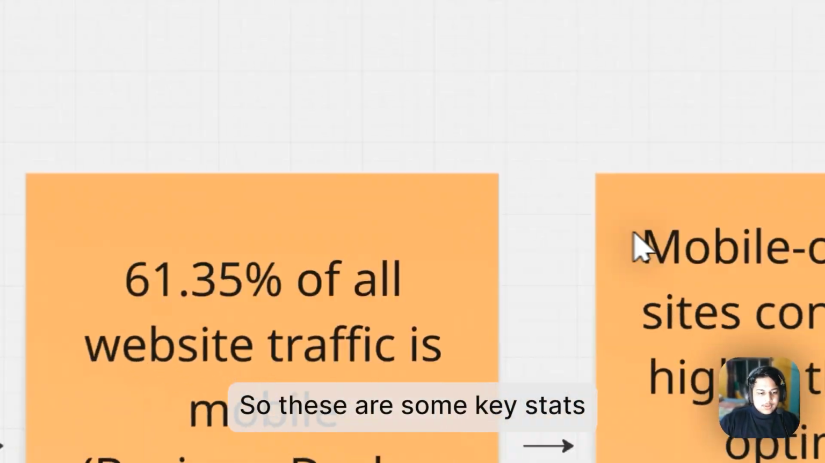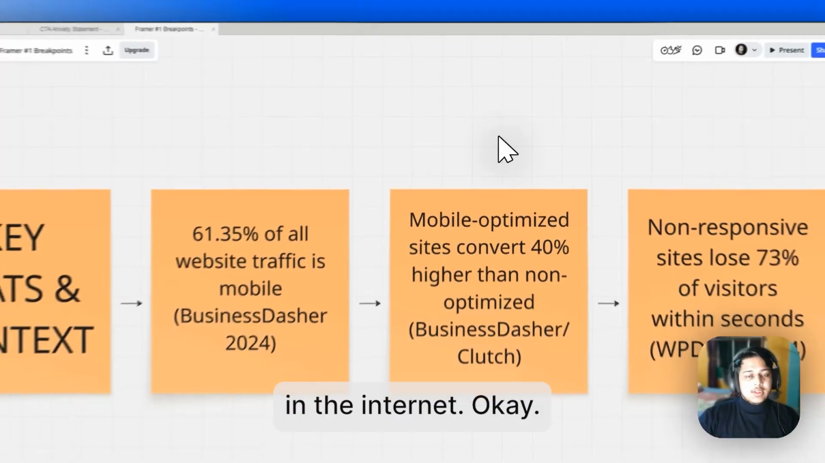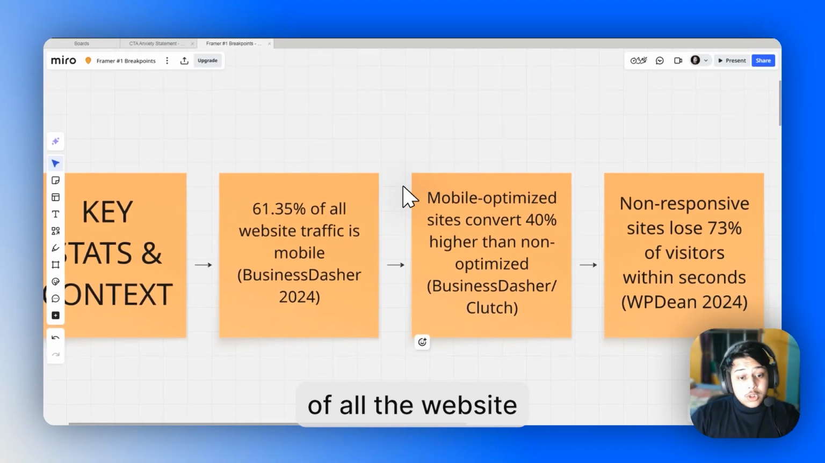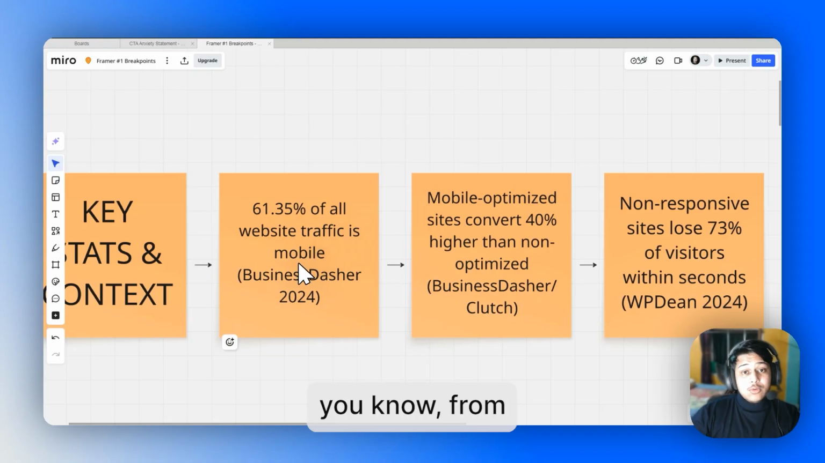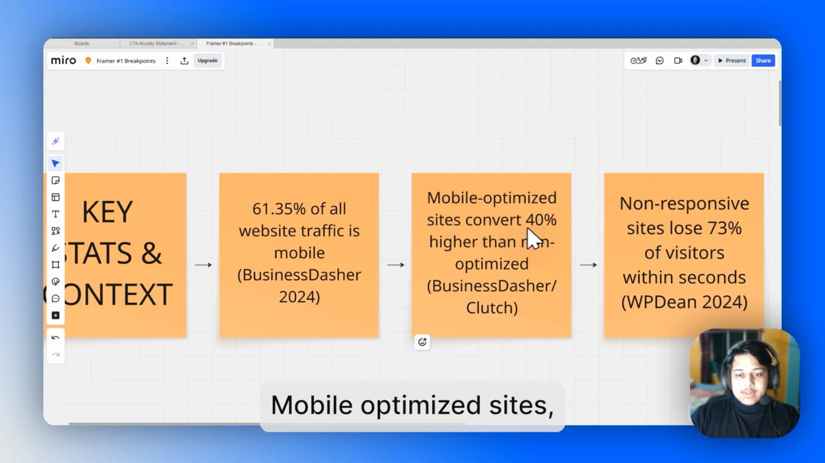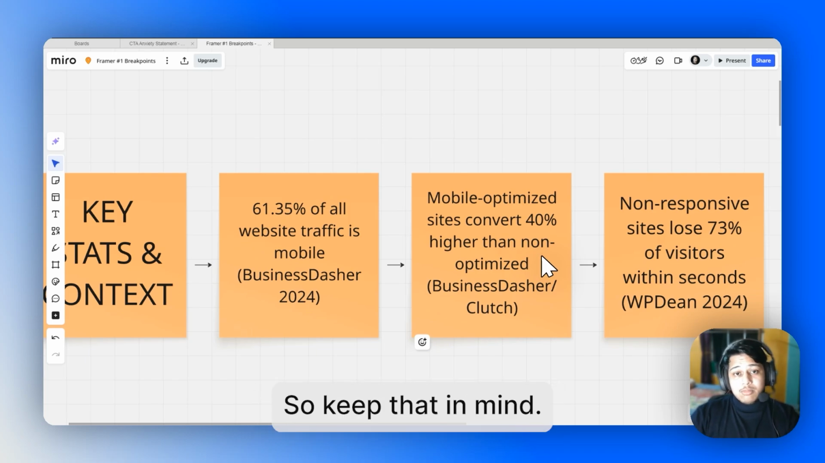Okay, so these are some key stats that I got from some of the articles on the internet. 61.35% of all website traffic is from the mobile version, and I got this from Business Dazzle. Mobile-optimized sites convert around 40% higher than non-optimized ones. So keep that in mind.